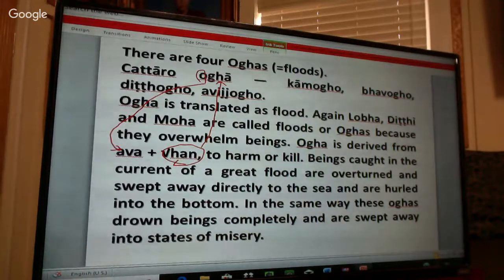Because all living beings look like they are sleeping, with lobha, attachment, sleeping with ditthi, wrong view, sleeping with ignorance, moha. Okay. So that's why the Buddha has another way to explain the same Dhamma, lobha, ditthi, moha, but with a different name, ogha. So you have two names, asava and ogha.